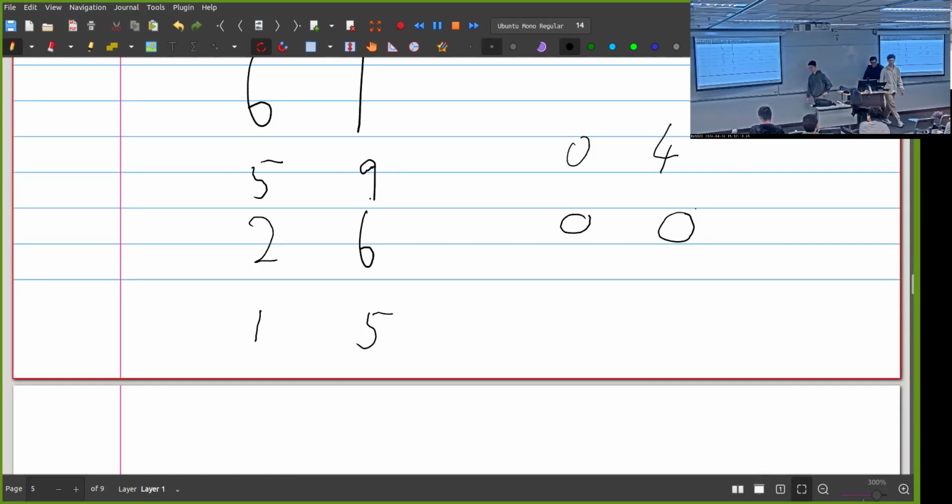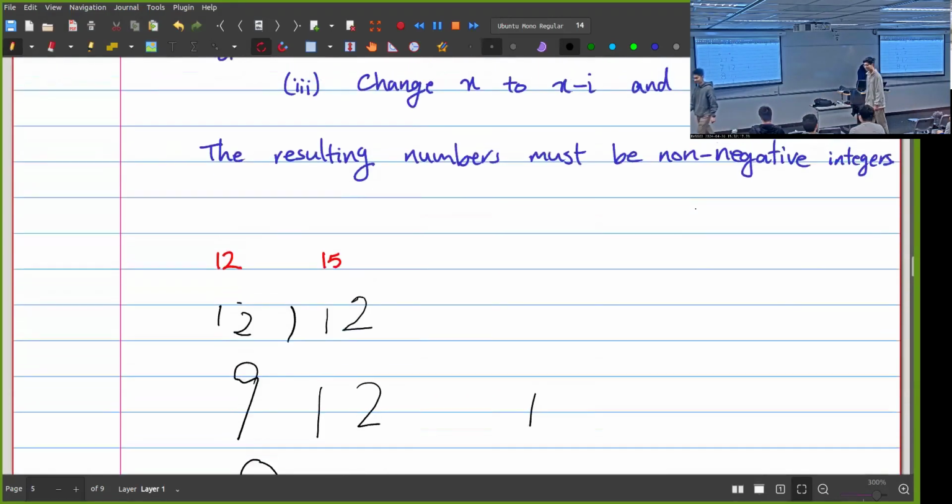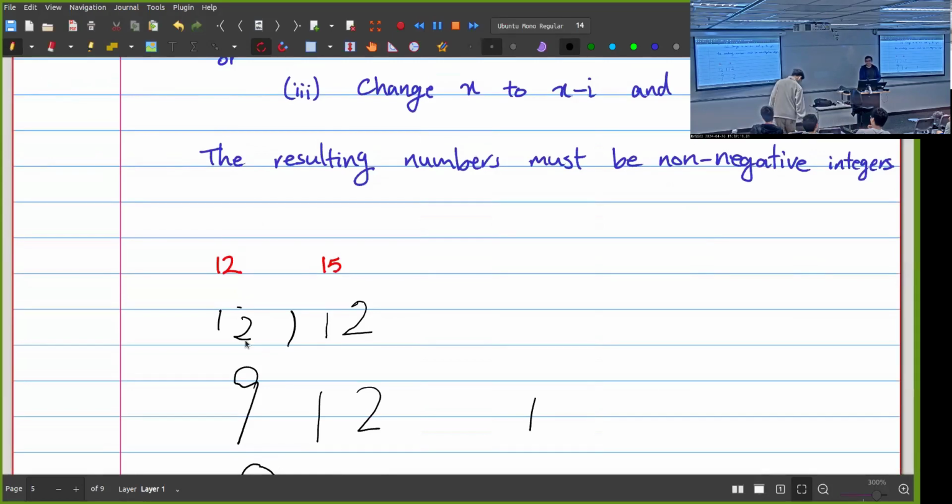Okay. Great. Well, of course, the reason some people were laughing was as soon as you have 12, 12, you can just directly go to 0, 0 and win the game. So if the two numbers are equal, it's a winning position because you can just turn it to 0, 0 and win.